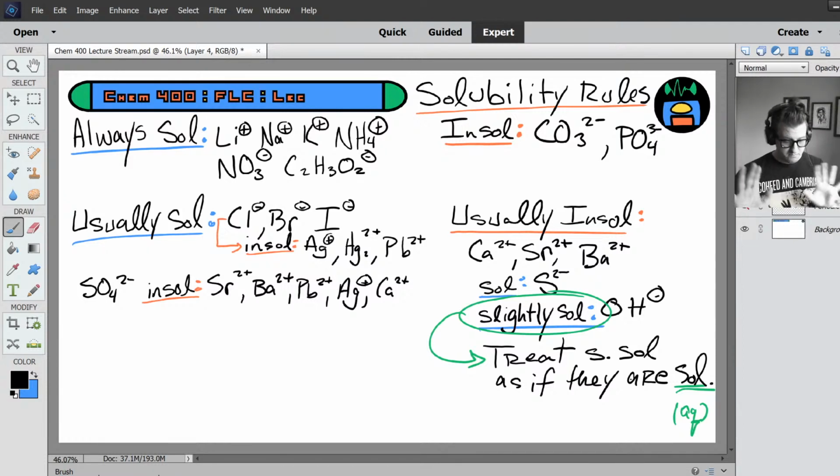But before we start applying this, I need to point something out. Oh, I just wrote insoluble. That's sloppy. I'm going to scoot this over just a little bit.